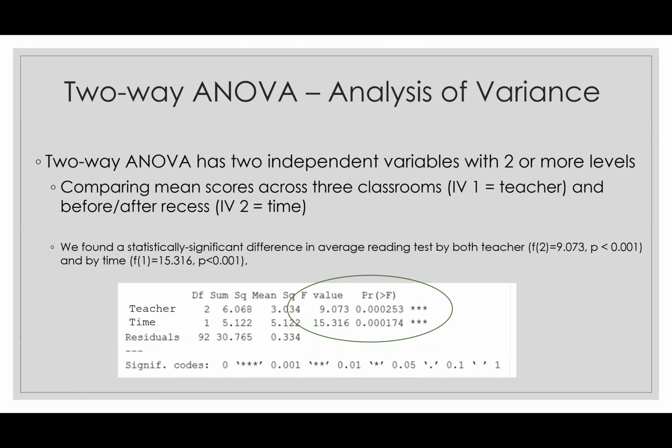But we are also looking at whether or not time has a difference, right, before or after recess. So we can see that both of those factors do have a significant impact on test scores, right? And we see that by the F value that is there for the different classrooms or the teachers, which is right about 9.1, and that is less than 0.05. And then we also see that the time before and after recess is a significant factor in test scores, with that F value being more than 15 and that p value being less than 0.05.